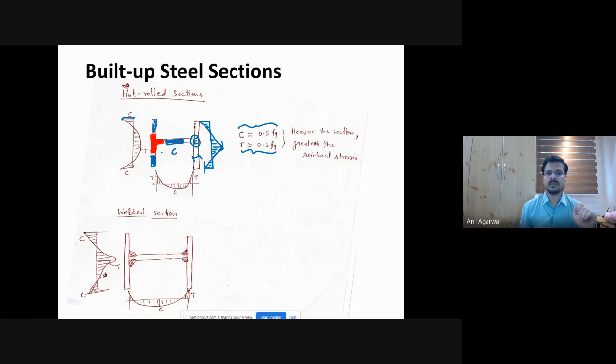Similar kind of thing happens in welded sections. So you have one plate here, another plate here, another plate here, and these plates you are welding using two fillet welds or maybe one groove weld or whatever. Then when you weld them, at that time, this portion of the beam or the cross section was cold. It was never heated. But this portion will become hot.